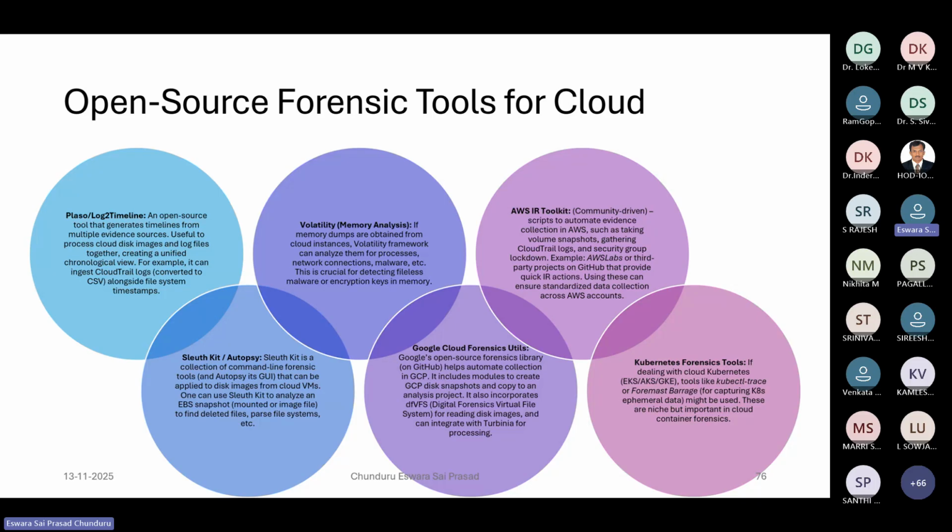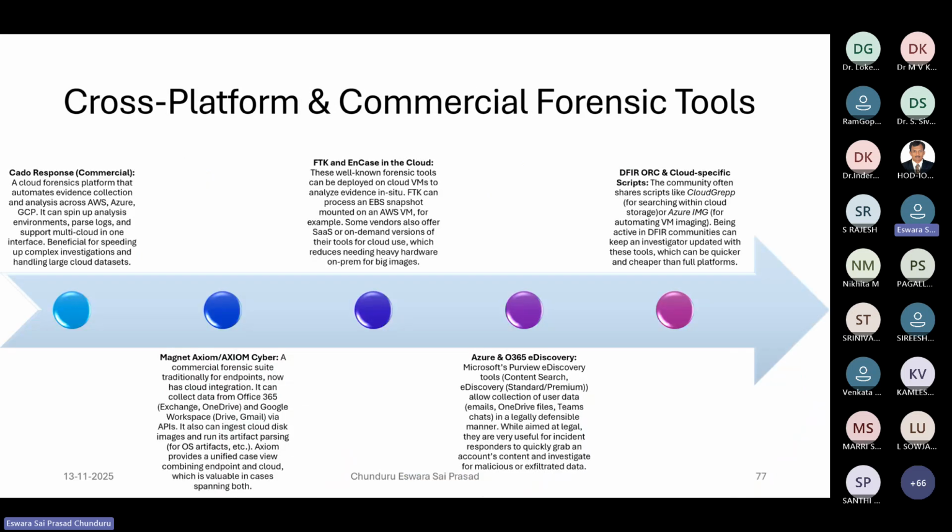Based on Volatility, there are GUI based tools available, like Volatility Workbench and MemProcFS. MemProcFS Analyzer is the automated memory forensic tool, which is very widely used nowadays. And then Google Cloud Forensic Utility is another one. AWS IR Toolkit, and Kubernetes forensic toolkits are there. These are some of the open source forensic tools for conducting cloud forensics.